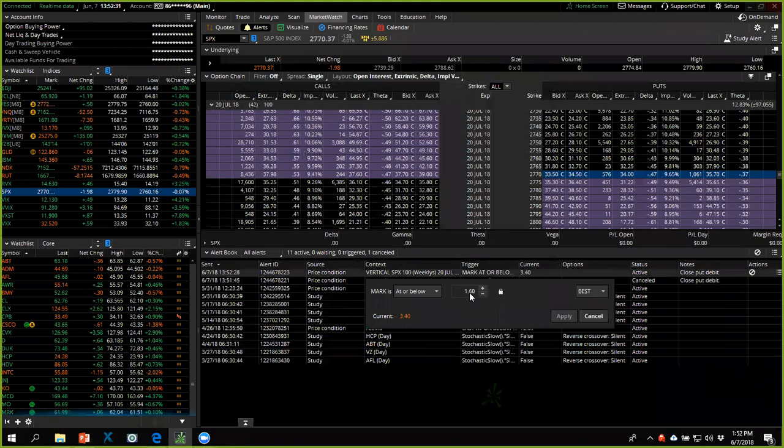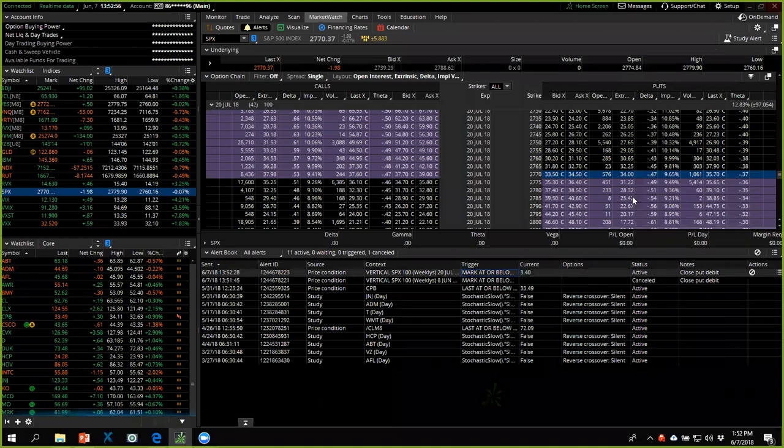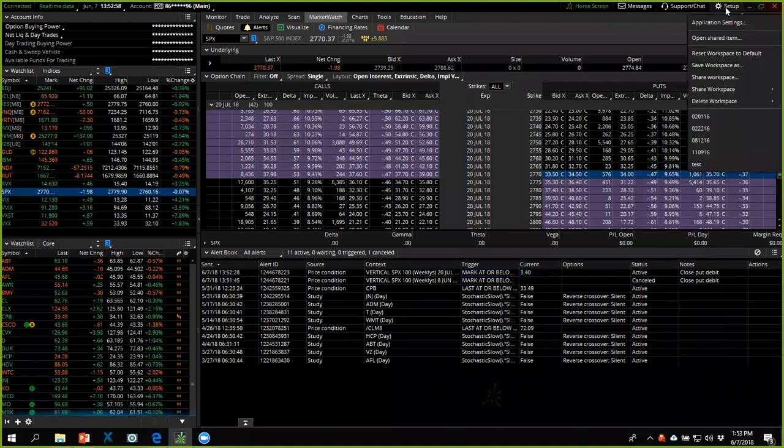Mark at or below $1.60. It's currently saying it's at 340. That's odd, but that's what it's saying. Oh, I picked the weekly. Okay, Thinkorswim's doing its weekly thing again. And now this alert is out here. It's active. You can see right here. And here's my note. Now, depending on how you have configured your setup, that'll determine what happens when this alert goes off.